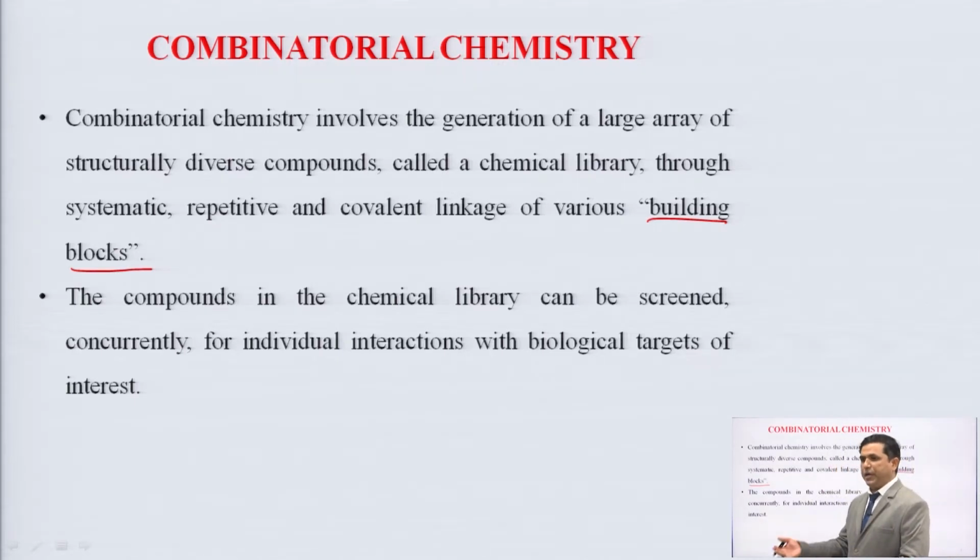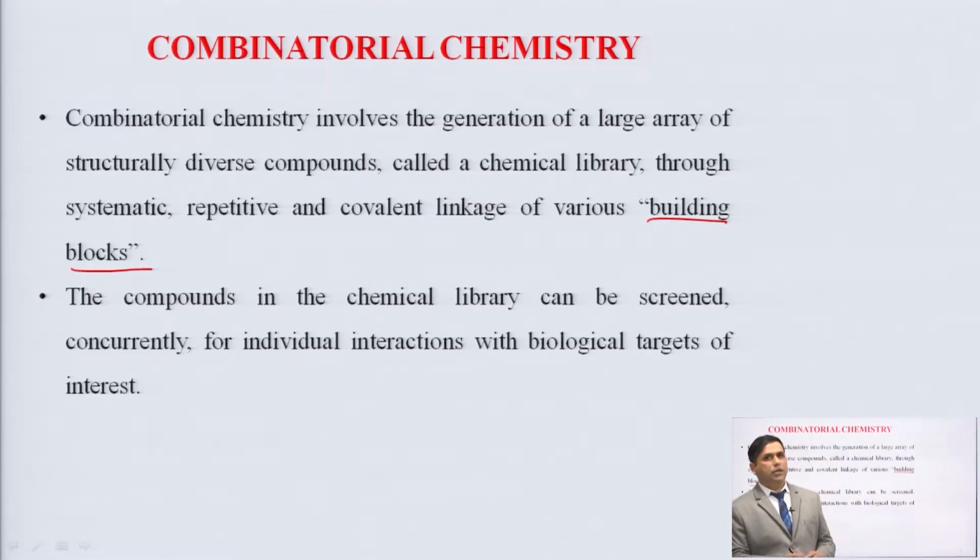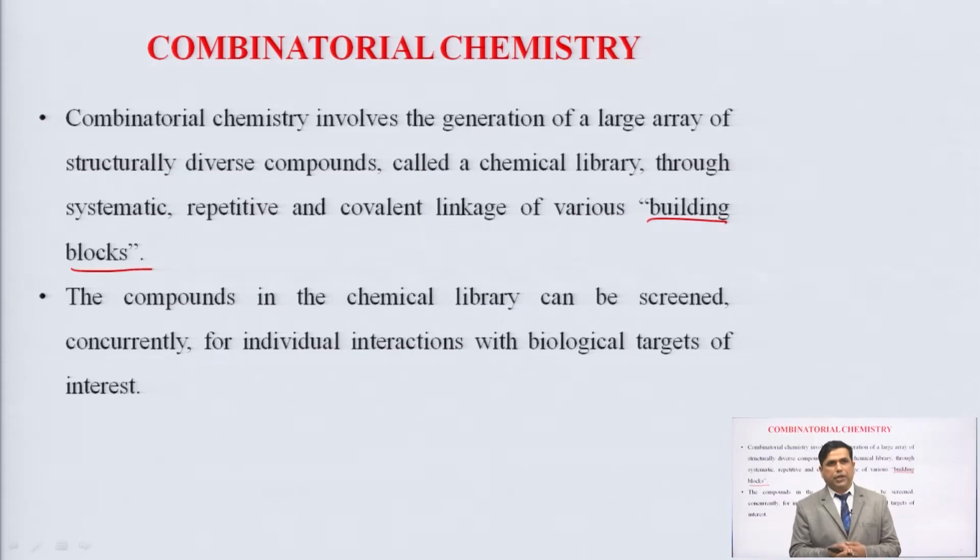Nowadays, various libraries are available online, but here we are synthesizing the compounds with the help of combinatorial chemistry. This combinatorial chemistry helps to produce the library, and after the formation of the compounds, we can screen all these compounds for individual interactions with the biological target of our interest.